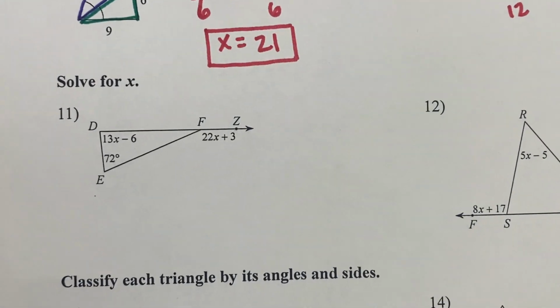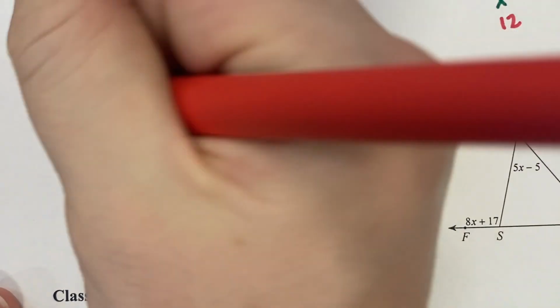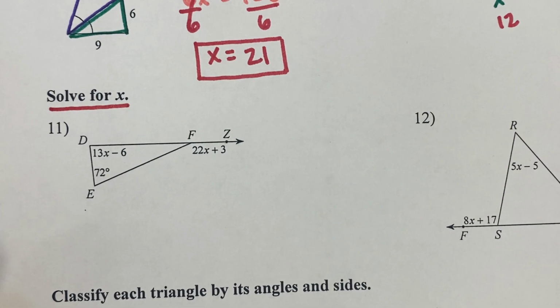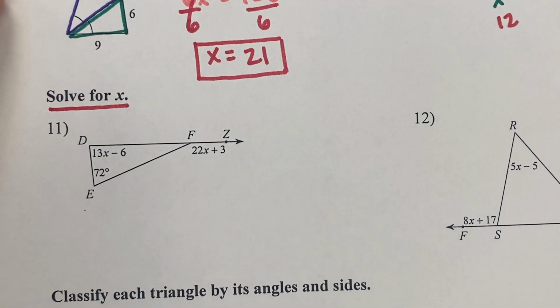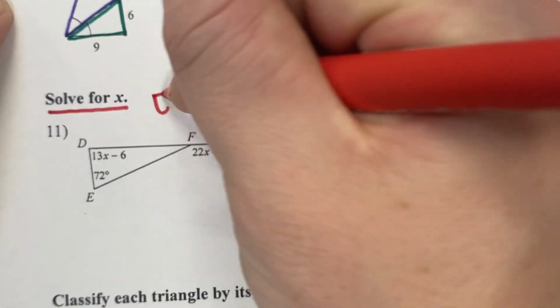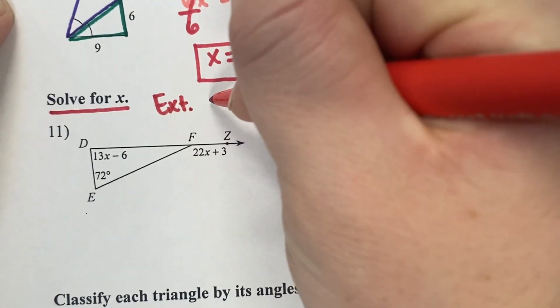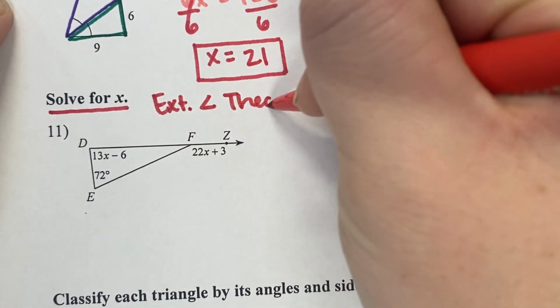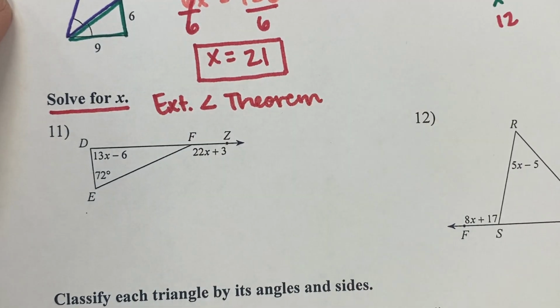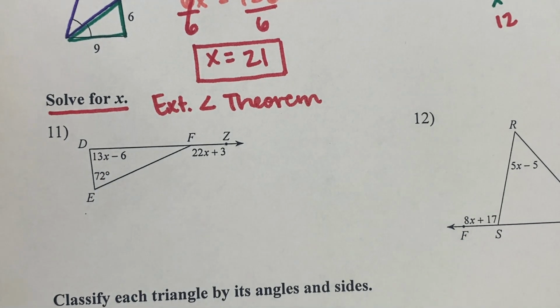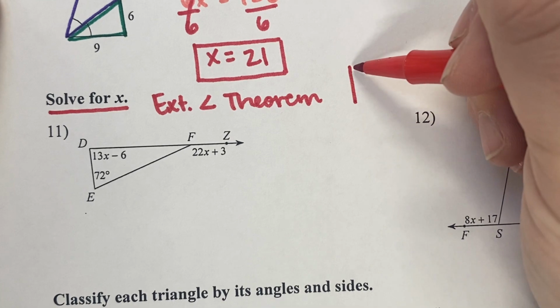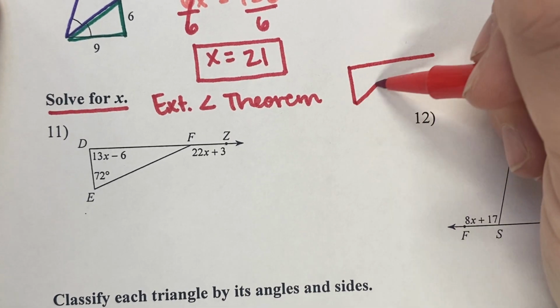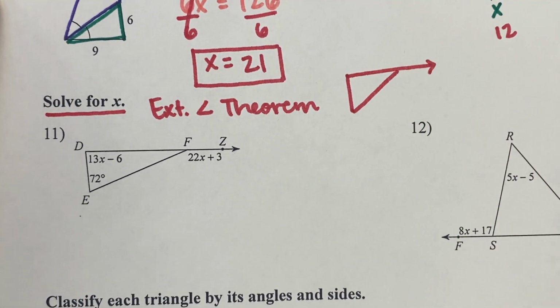Numbers 11 and 12. We are asked to solve for x, which we have been doing nonstop this year. Well, this is what we learned as the exterior angle theorem. The exterior angle theorem tells us, if I were to draw a little triangle right here, and I made this side extend out a little bit.